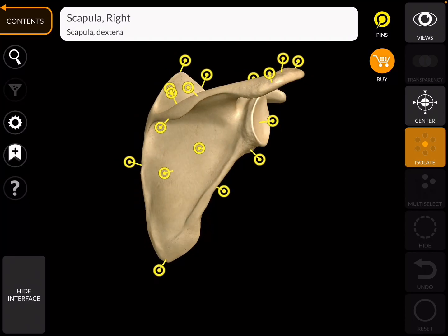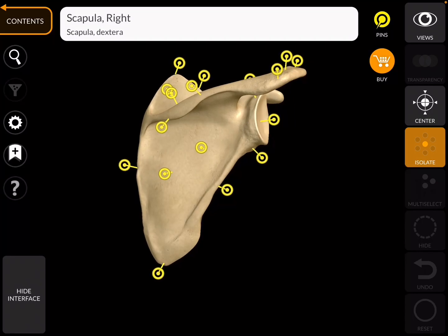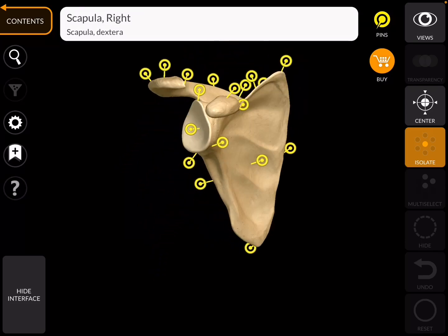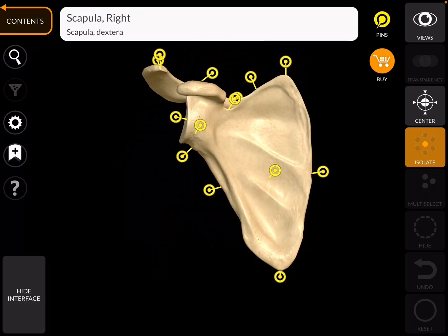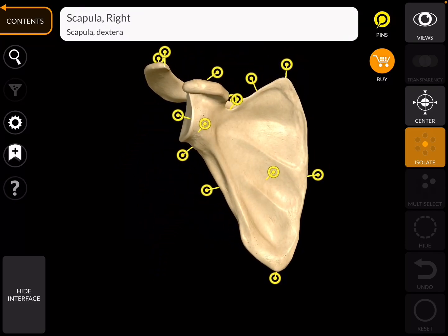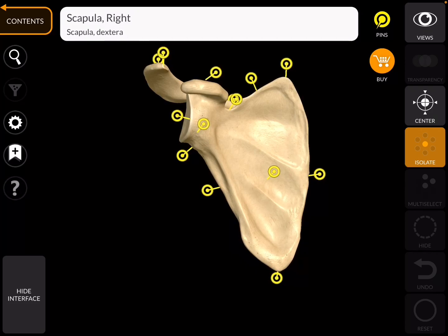The acromion process is actually subcutaneous and is the point of the shoulder. You can actually feel it. And we've got another process that we are seeing here, just above the glenoid cavity, which we call the coracoid process, which attaches to the coracoid ligament of the clavicle that we're talking about.